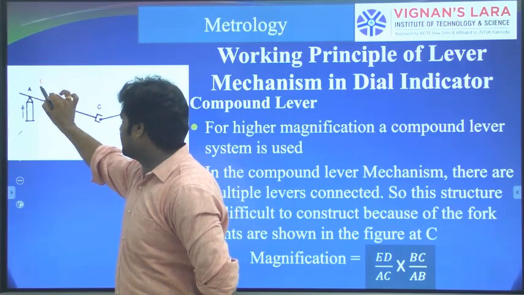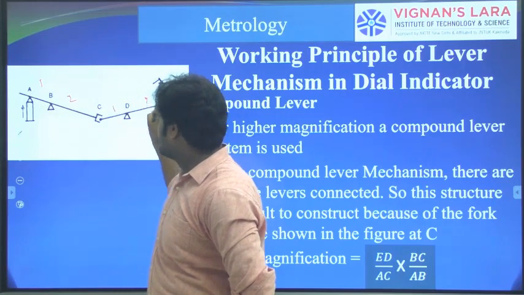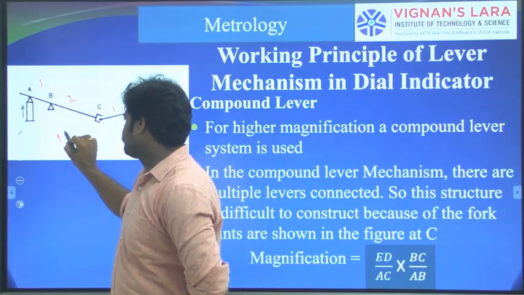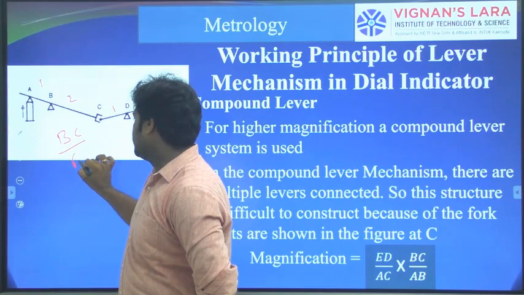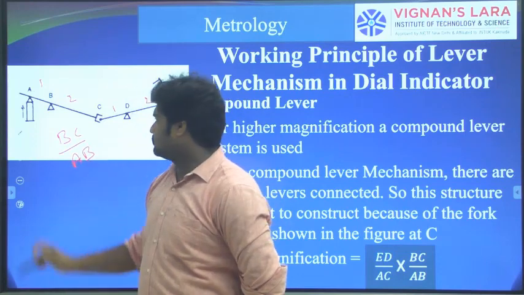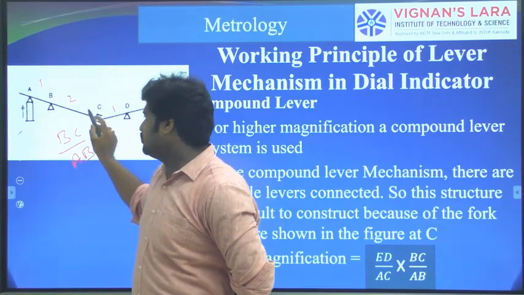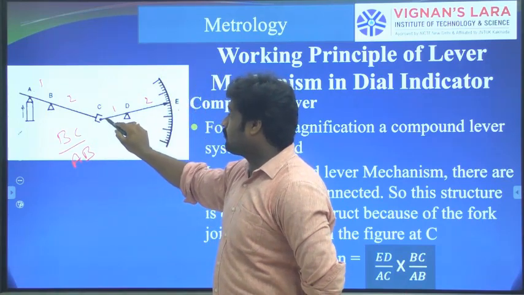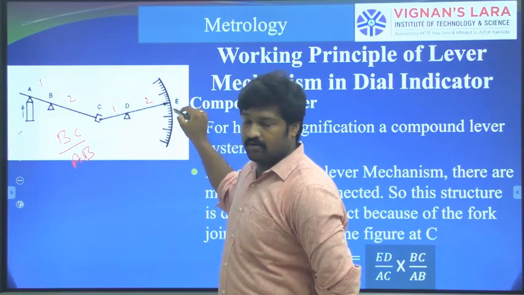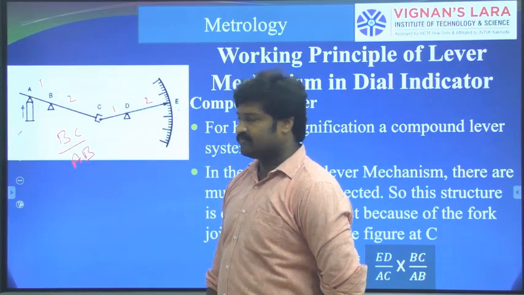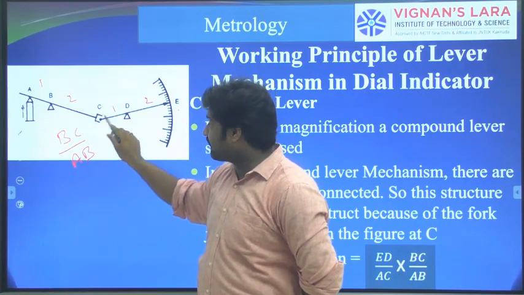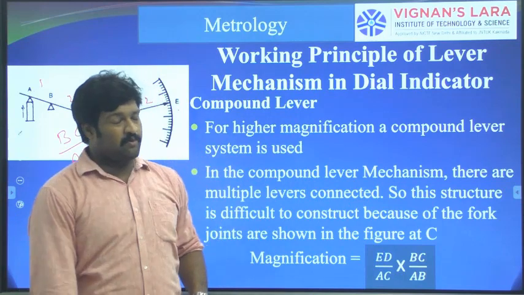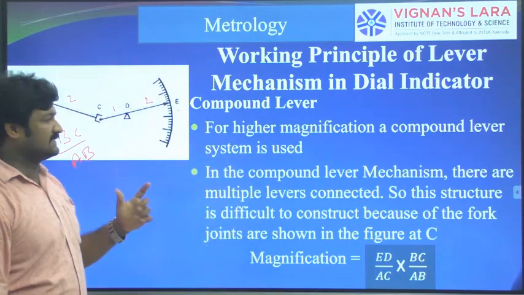The lengths here are varying, 1:2, 1:2. Suppose the magnification is BC by AB. Here 1 mm of movement leads to 2 mm of deflection. Then again the same mechanism: 2 mm of deflection gives rise to 4 mm of deflection. From here to here it is magnifying, and from here to here again it is magnifying. By means of the compound lever mechanism, we are magnifying the readings.